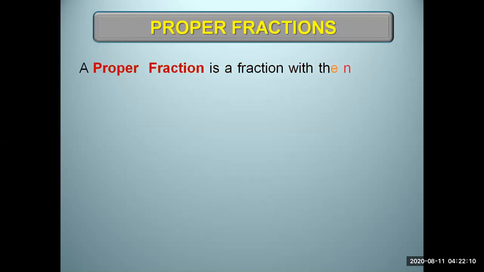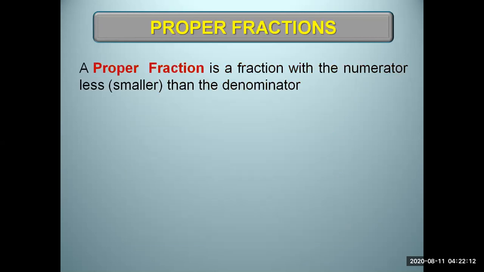Proper fractions. A proper fraction is a fraction where the numerator, or the top part, top number or top digit, is less or smaller than the denominator. Means a fraction in which the top digit is always smaller than the denominator, the bottom digit, then that fraction is known as a proper fraction.